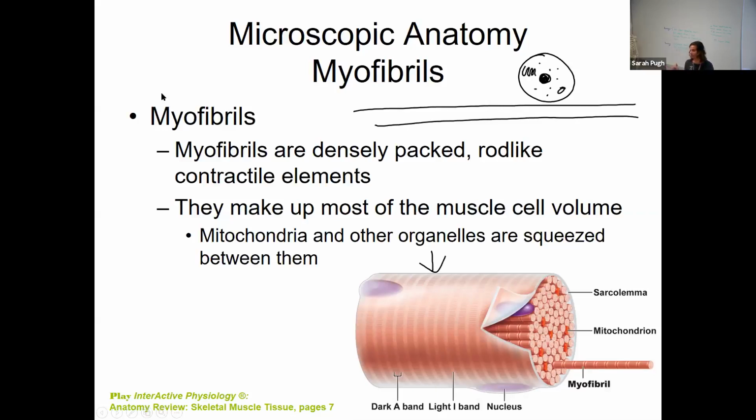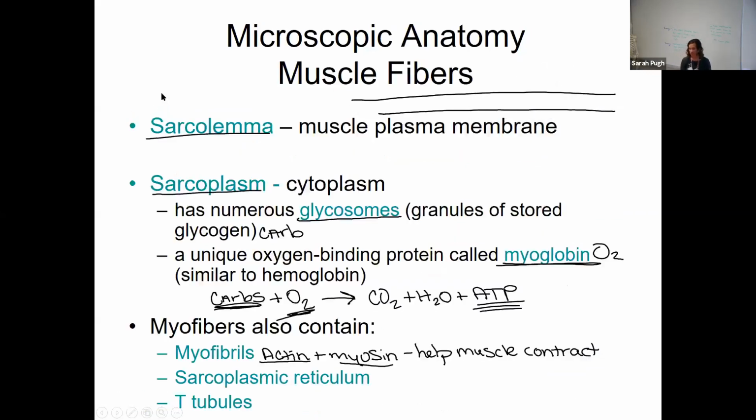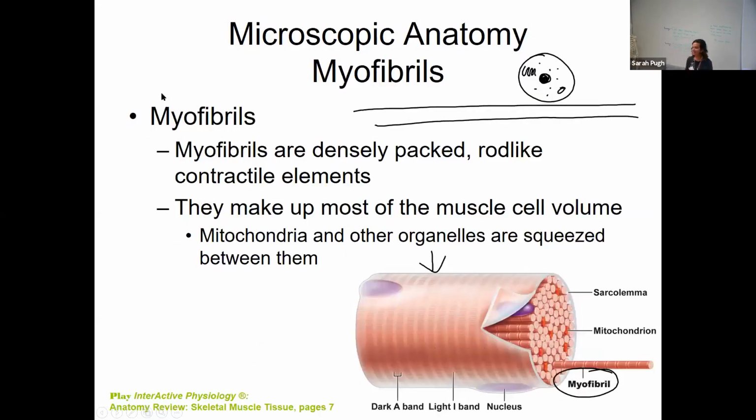Inside that muscle cell, you see all these little rods, right? Those are myofibrils. So the inside of your muscle cell is densely packed with these myofibrils. So I'm going to go back to this page. Remember, I just told you that myofibrils are what cause and help your muscle to contract. Makes sense that the entire inside of your muscle cell is just packed with myofibrils, because that's the job of your muscle, is to contract.